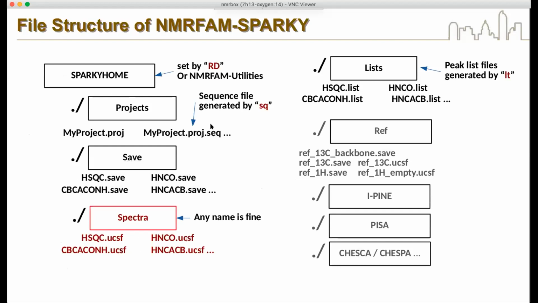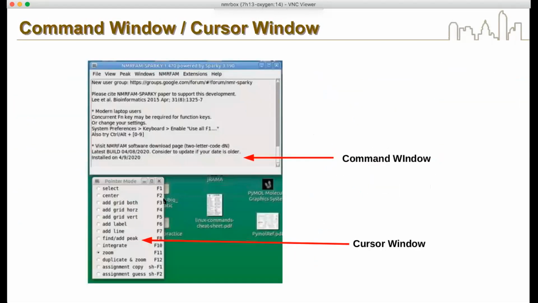And then this is the file structure of NMRFAM-SPARKY. So I mentioned the Sparky home, which is set by you as a root directory of your project. And then you will have branched out directories such as projects, save, spectra, or lists. By default, it's going to be your user home and Sparky, and then the other subdirectories, but you can set it differently, because if you have multiple projects, you want to separate them out. So you can set it by capital O, capital D, or menu NMRFAM and utilities. And like I said, you can set your sequence file by typing SQ, and then it's going to generate .seq, followed by your project file name. So it's going to be automatically sensed and used. And then the save files and UCSF files, I mentioned that. Sorry about that.